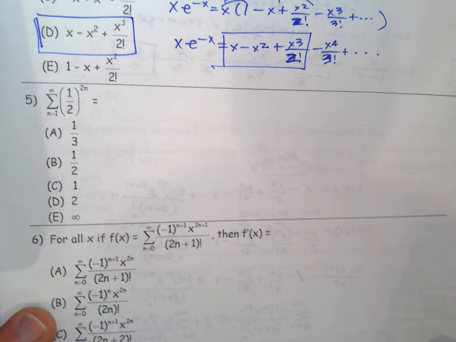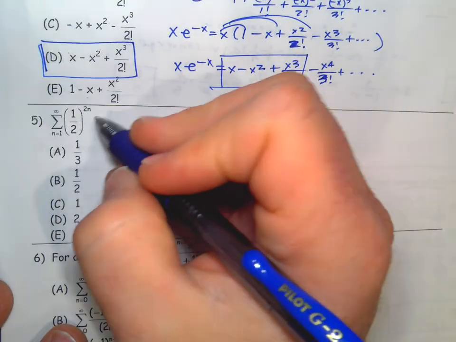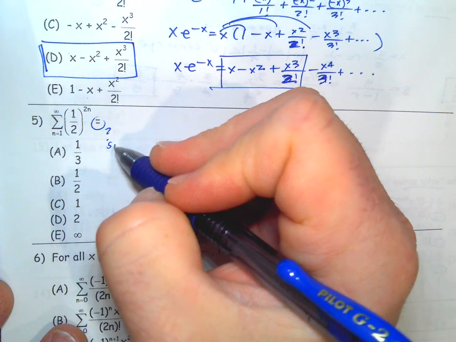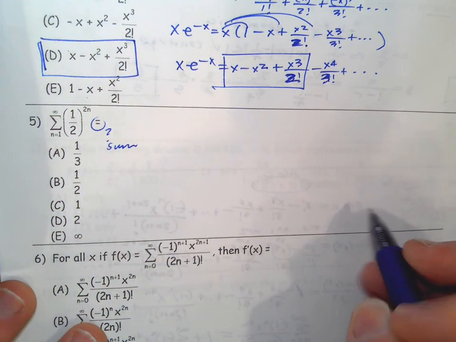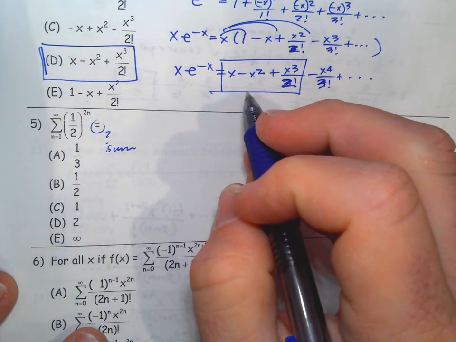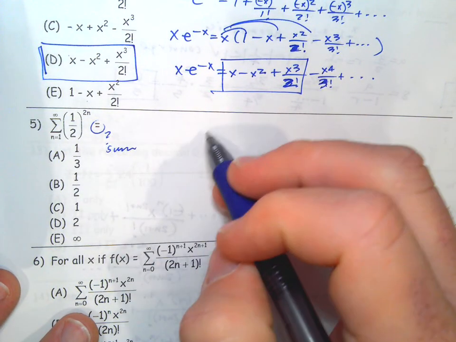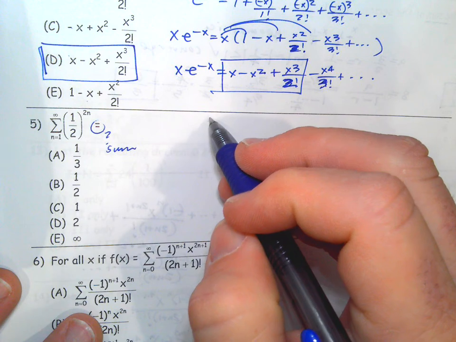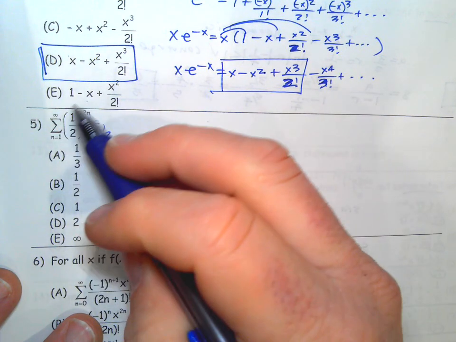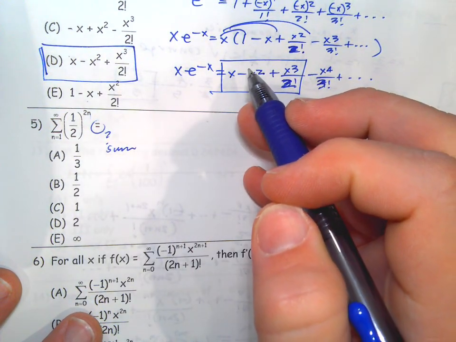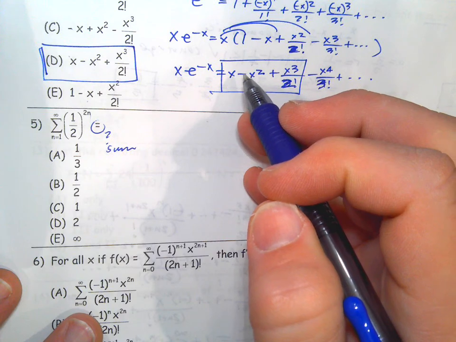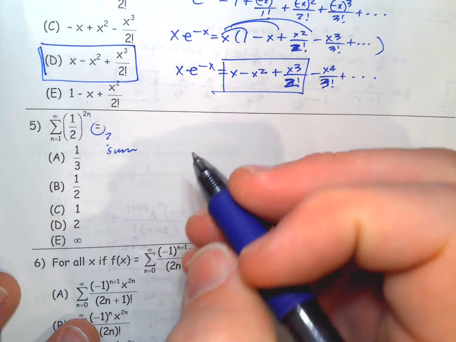Okay, next one. We have a closed series and we want to know what it equals. Well, that means you're trying to find the sum of it. And the only way we know how to do that is for geometric series. Unless it fits one of those other special power series. This is called a number series because there's no x's in it. So the only way we know how to find the sum of a number series is geometric series.